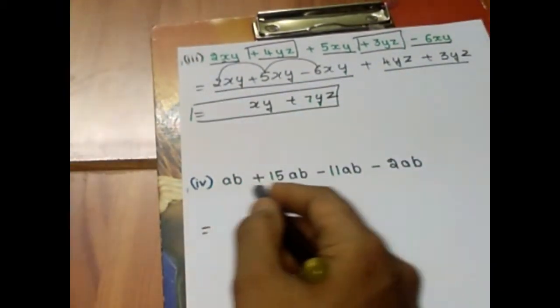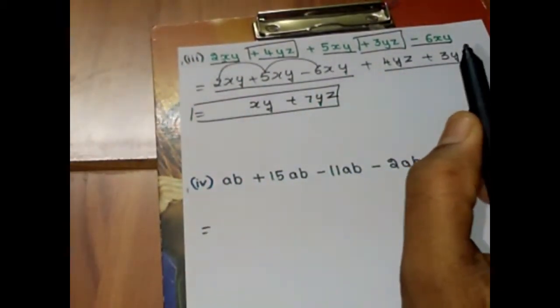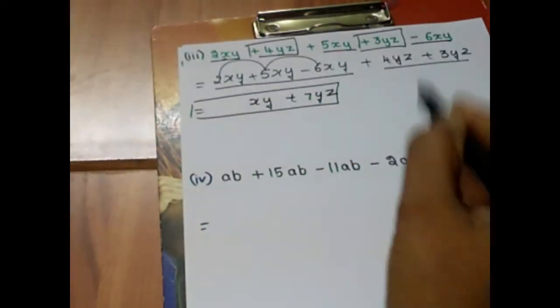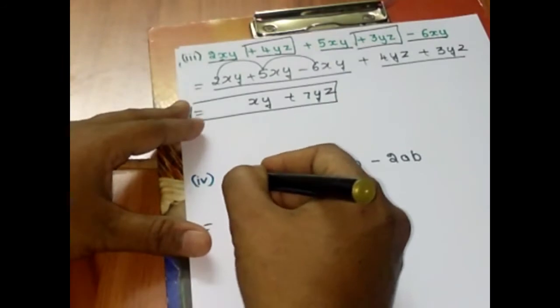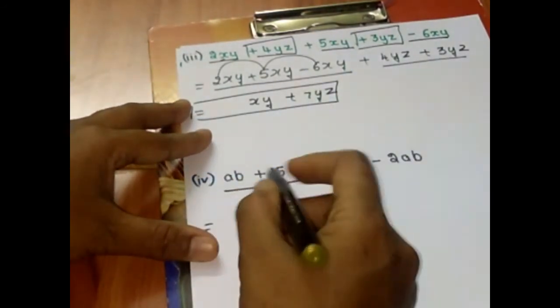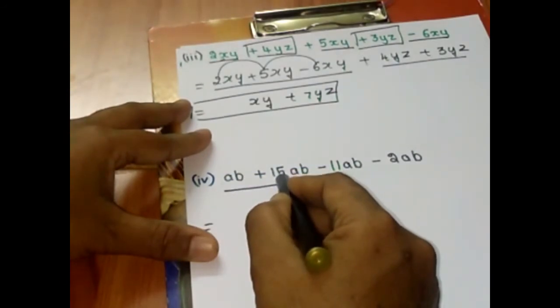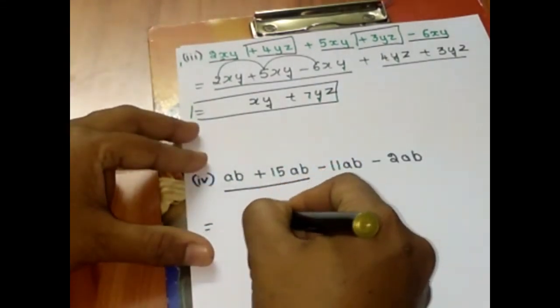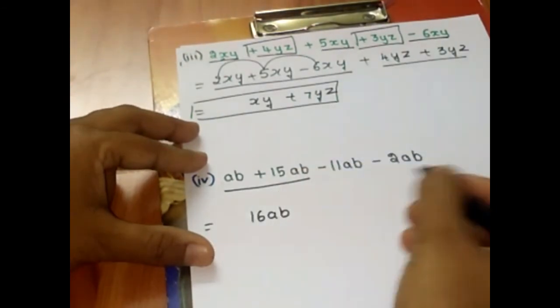See all the terms with AB. All are like terms. AB, AB, AB, AB. So let's start by grouping or ordering. First, let me consider the first two. Plus AB plus 15AB. Both are plus. So I'll add and indicate with plus sign.